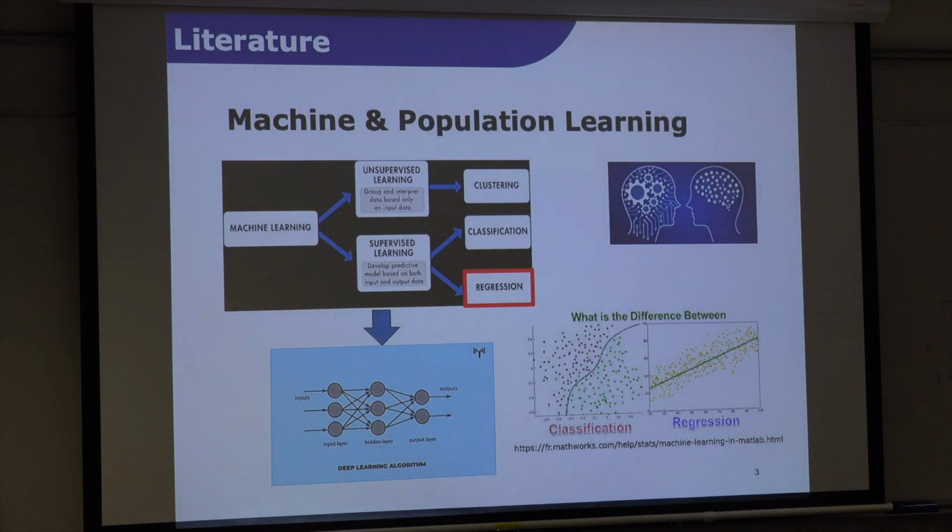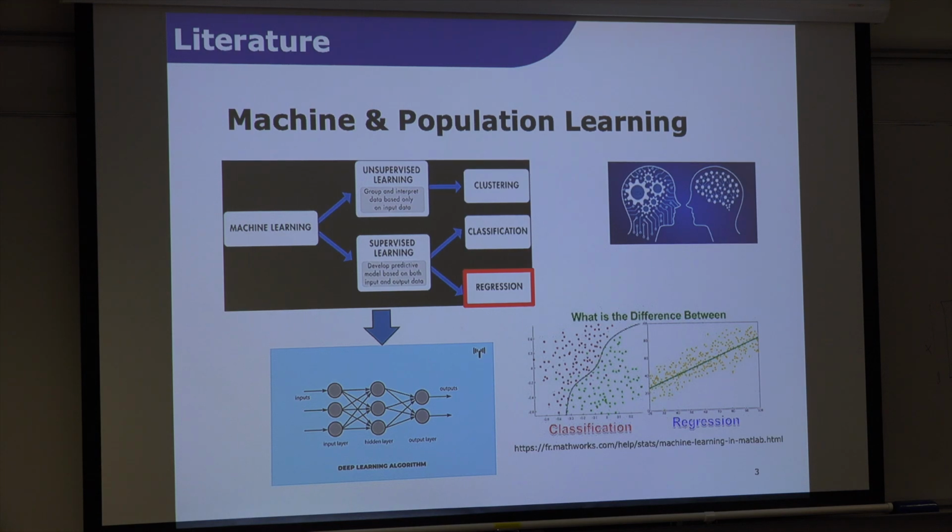Within the literature, there are two main types of machine learning. We have supervised and unsupervised learning. For supervised learning, we look at both the input and the output when developing the predictive model. Whereas with unsupervised learning, we group and interpret data based solely on the input data. This is good for clustering type algorithms.